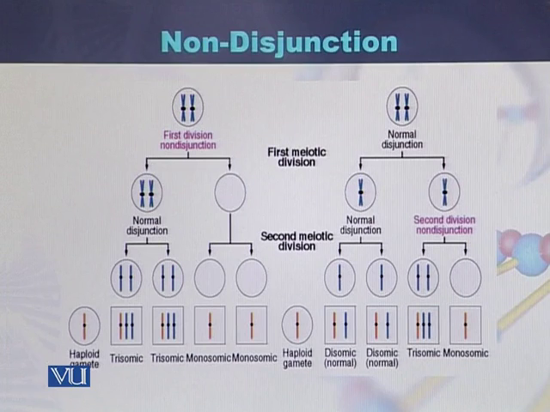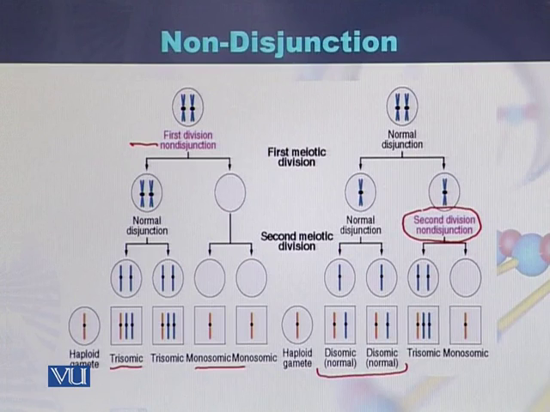In this diagram we can see that as a result of non-disjunction, if non-disjunction is during the first phase, then the cells which will be produced will be trisomic and monosomic. So two of the cells are trisomic, while the remaining two cells are monosomic. On the other hand, if the second division has non-disjunction, then these cells are the normal ones, while these two cells are either monosomic or trisomic.